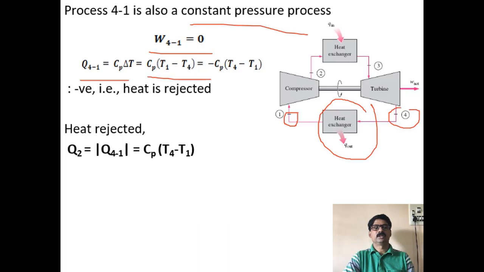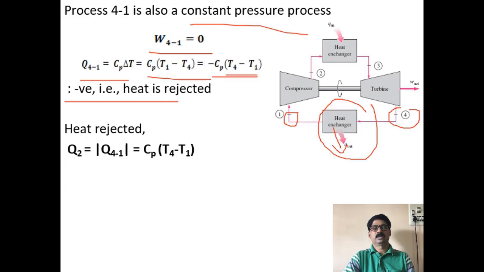So this quantity is negative, and it is written as minus Cp into T4 minus T1, because T1 minus T4 is negative, so the minus is taken outside, and inside the bracket the quantity is made positive by writing highest minus lowest temperature difference, that is T4 minus T1. So it is negative because the heat is rejected. You can see it rejects heat.